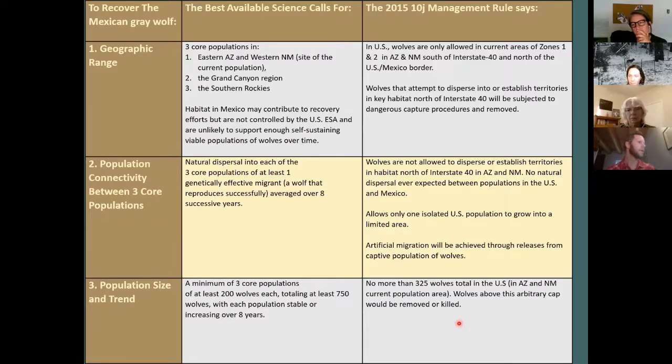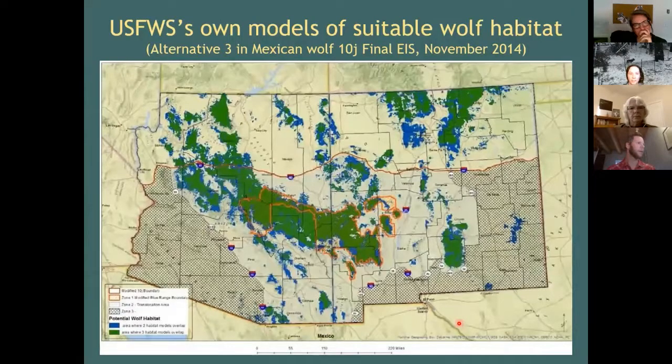So can you just imagine being a Mexican wolf 326 in the wild and all of a sudden you're removed for absolutely no reason other than you suddenly crossed an arbitrary population cap. I just wanted to put some visuals to some of that science that we just talked about and how that compares to what's in the management rule.